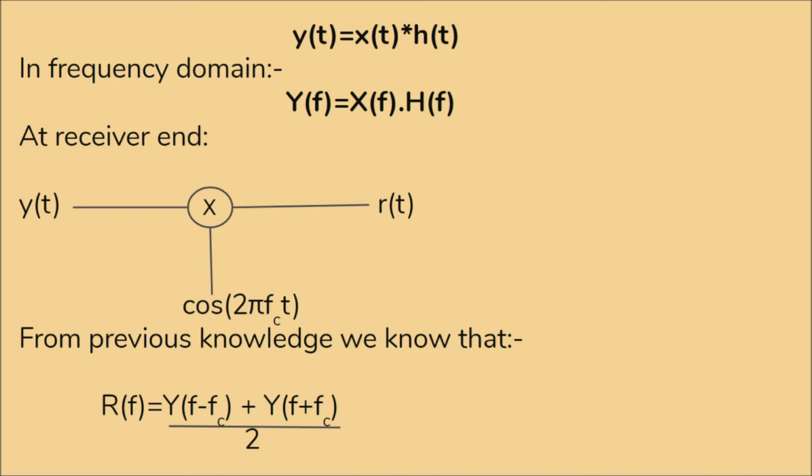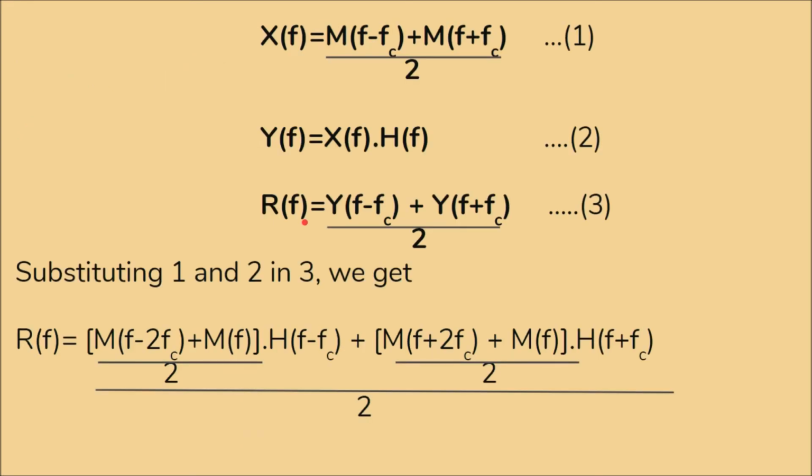Now y(t) was the signal at the transmitter end. So at the receiver end we multiply y(t) with cos(2πfct), and the output here is r(t). So we can say that the Fourier transform of r(t), which is R(f), can be written as [Y(f - fc) + Y(f + fc)]/2. Now we know that X(f) is given by [M(f - fc) + M(f + fc)]/2. Y(f) is X(f) into H(f), and R(f) is [Y(f - fc) + Y(f + fc)]/2.